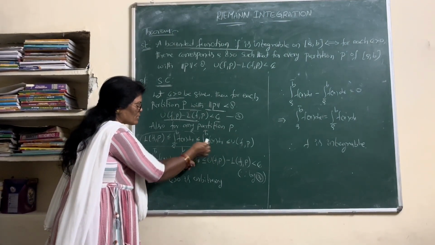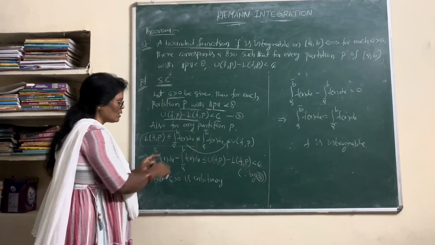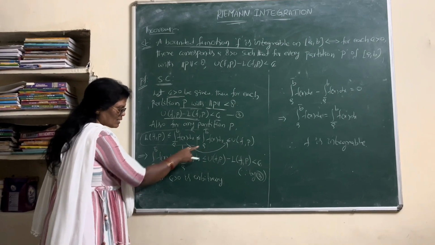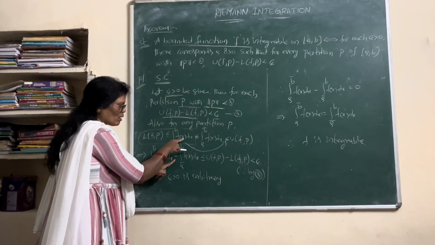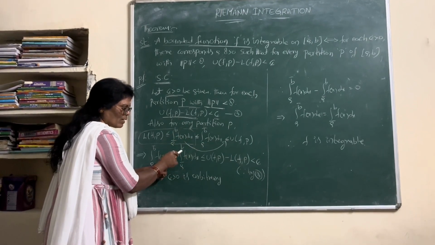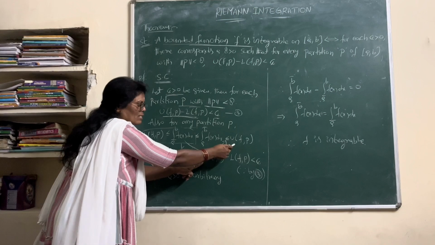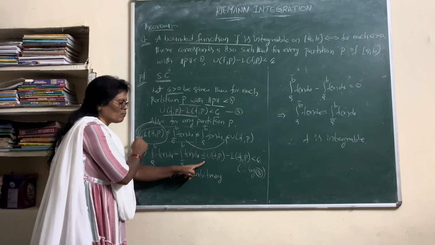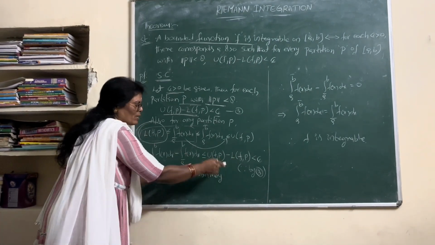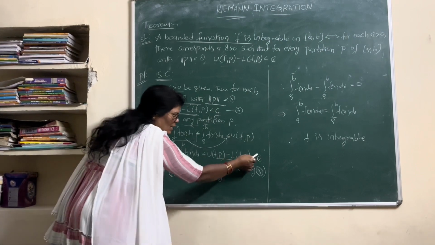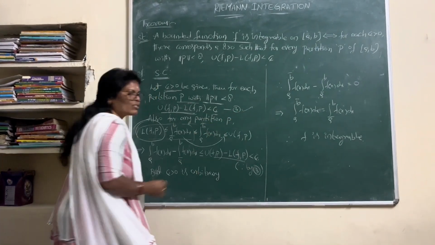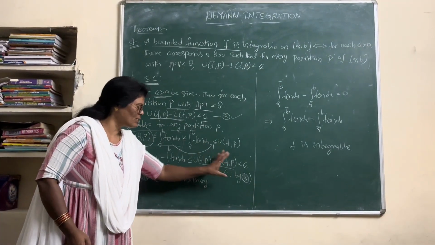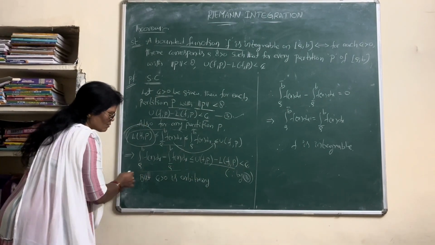We bring this term, integral a bar to b f of x dx, to the other side. So it becomes integral a to b bar f of x dx as it is, minus integral a bar to b f of x dx, which is less than or equal to UFP minus LFP, since LFP becomes negative. And from equation 3, UFP minus LFP is less than epsilon.